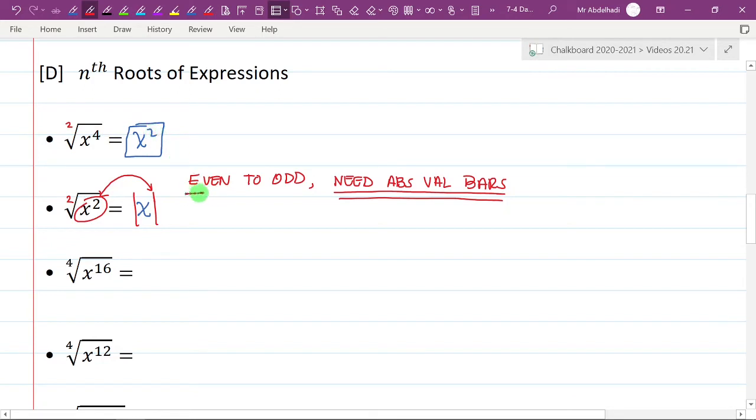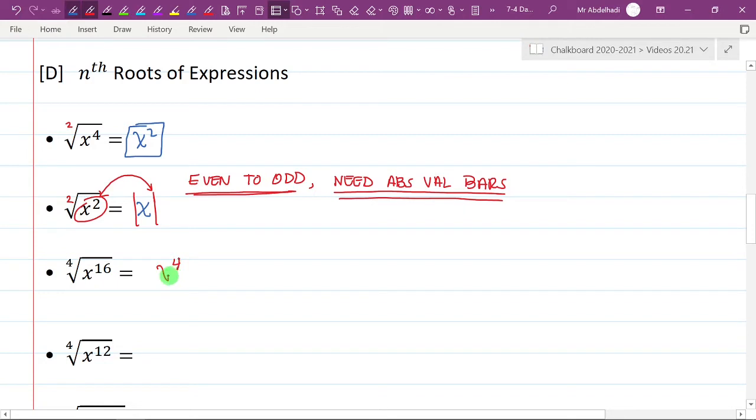Okay, where do you need bars? Even to odd. Remember that. Not odd to even, not even to even, not odd to odd. Only one way. Even to odd requires bars. So let's try this one here. We divide the power by the root. 16 divided by 4 is 4. We get x to the fourth.